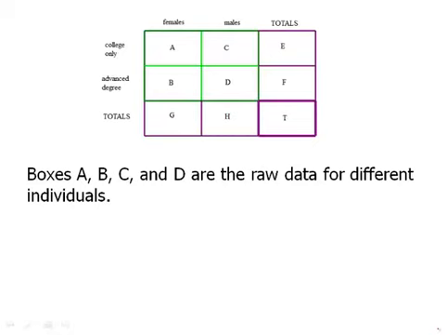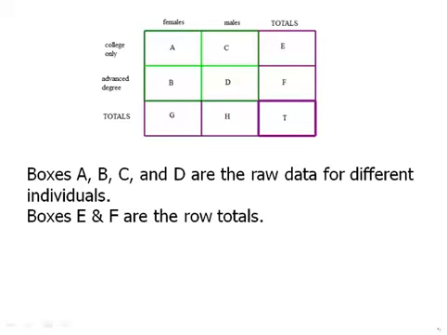So the full system, here it is in symbolic form. We have, again, the columns are the genders, the rows are the education levels. A, B, C, and D are the raw data. So B would be the females with advanced degrees. C would be the males who have a college degree only. Those are the raw data.